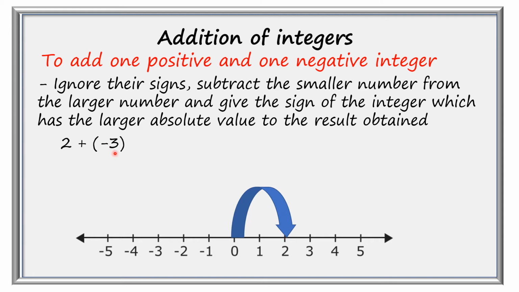Now we need to add minus 3. It means we need to go towards the left direction. And how many units? Minus 3. It means we need to subtract 3. 1, 2 and 3 like this. And what is your answer? Minus 1.